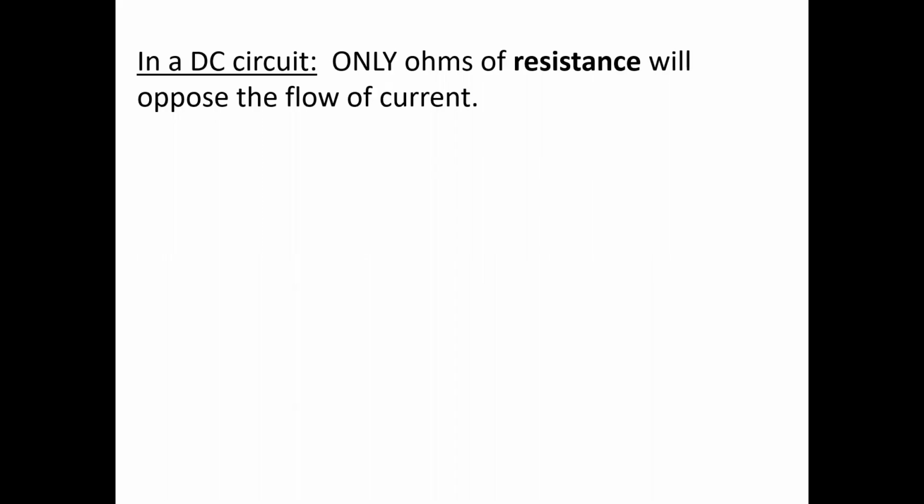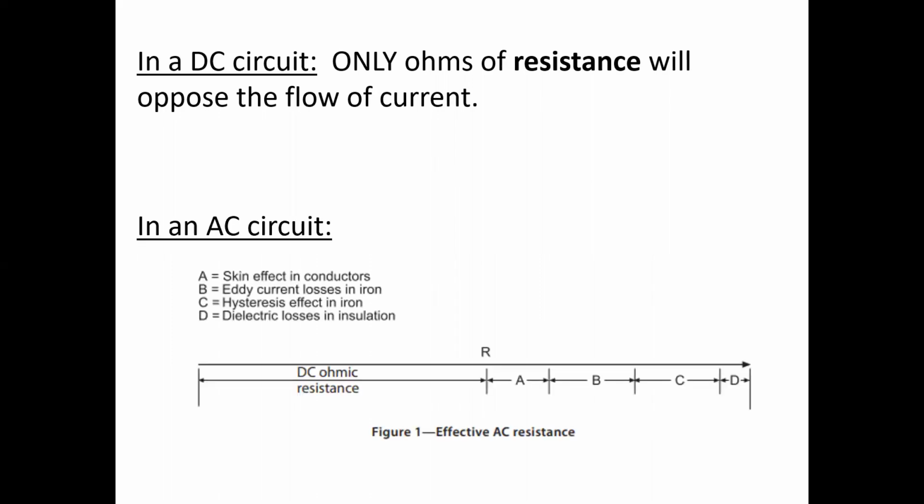And that's because in a DC circuit, no matter what we put into the DC circuit, as in any component, only the ohms of resistance will oppose the flow of current. While in an AC circuit, we still have that DC ohmic resistance. But in addition to that, we also have these other factors that contribute to the overall restriction of current.